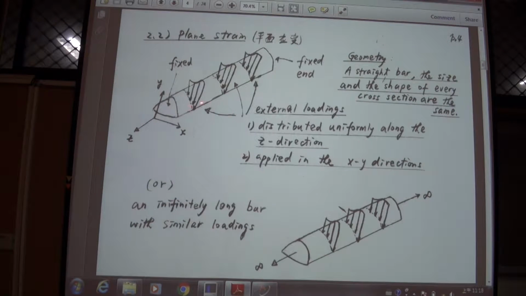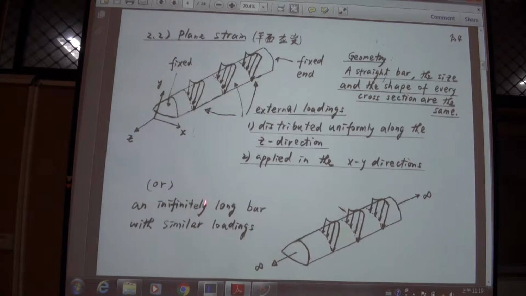What do you mean? It means that along this straight bar, if you cut a cross section out, you find a certain size and shape. If you cut another cross section, you find the same size and same shape. So in one word, this straight bar is in a uniform situation. Now I want to emphasize that the fixed end conditions can be replaced by this.